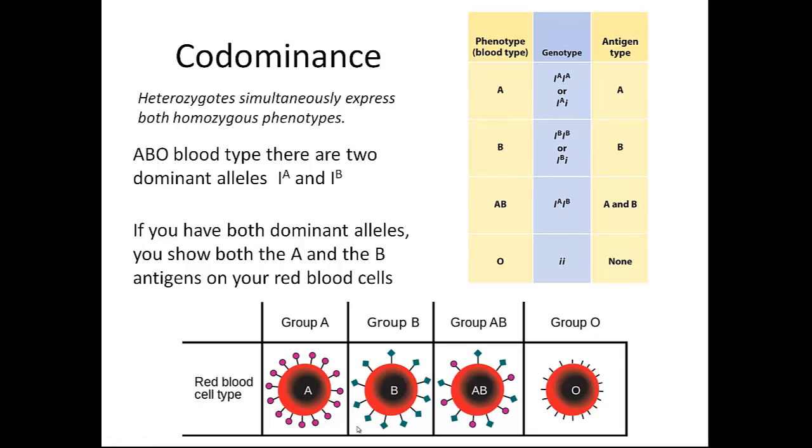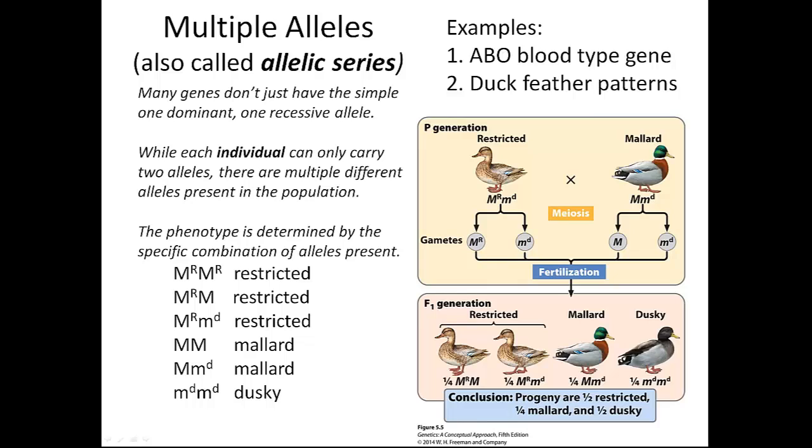Individuals who have type AB blood, which they have one of each of those codominant alleles, actually show both phenotypes. They show both of the antigens on the surface of their red blood cells. Incidentally, the recessive allele, the little i, which gives type O blood, actually you have no antigens on the surface of your red blood cells.